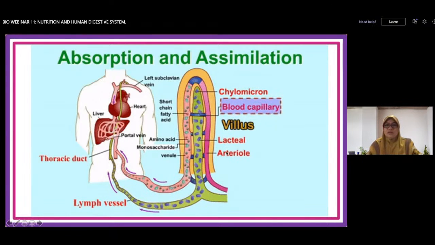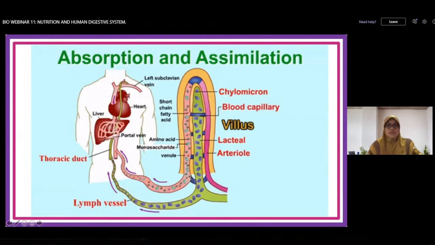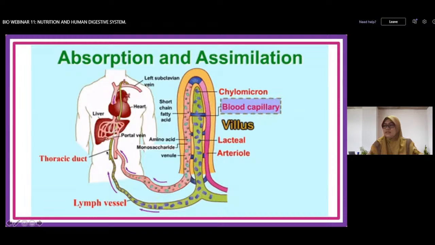Okay, then let's look at the lacteal. In the lacteal we have fatty acid. You can see here at the lacteal, fat. So chylomicron is actually a combination of lipid molecules, for example fatty acid, glycerol, and cholesterol, which will enter through the lacteal. Here the lacteal is connected to the lymph vessel. So all the lipid will move along the lymph vessel, and then it will move to the thoracic duct, and then where does it go?